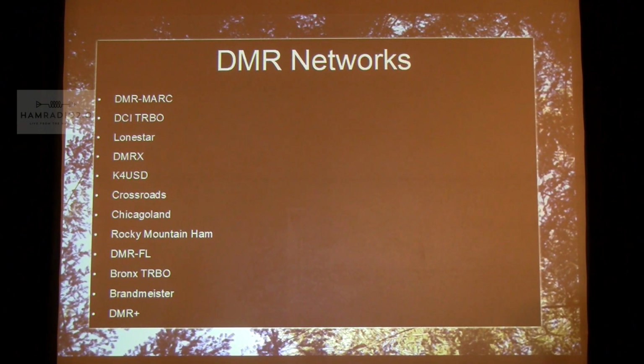But everybody else who's put up a CBridge ever since then, they might be connected to DMR-marc and they might not be connected to DMR-marc. They can choose to do whatever they want to do. So it doesn't really matter. It's technically incorrect to say, oh, my repeater's connected to DMR-marc if you're connected to the Chicagoland CBridge or the Crossroads CBridge or the K4USD CBridge. So a CBridge is an independent network that can cross-connect to other networks, network CBridges, DMR-marc being one of those, or it can cross-connect to Brandmeister as well.